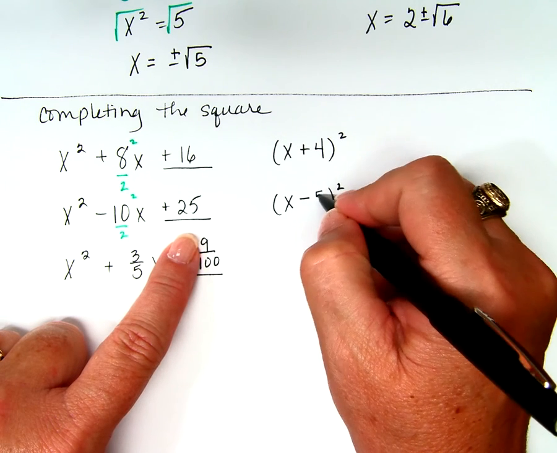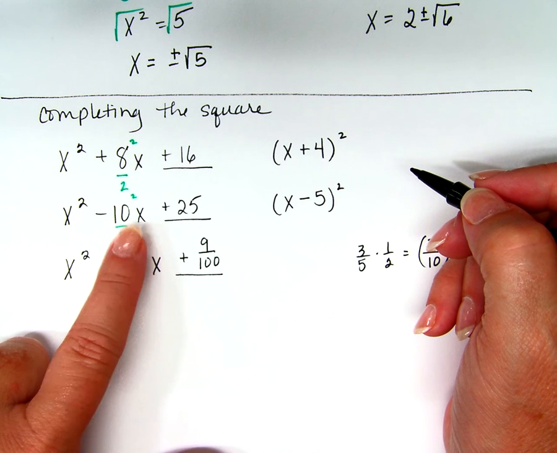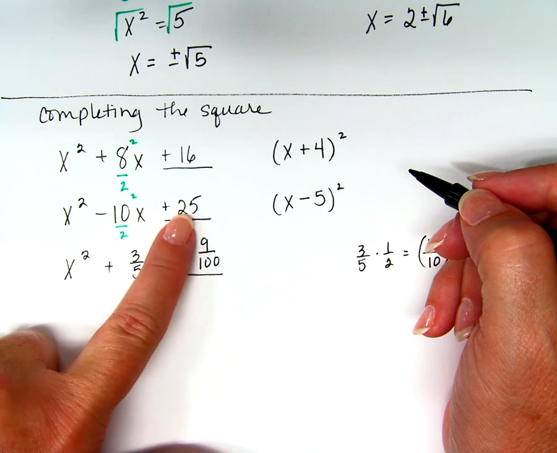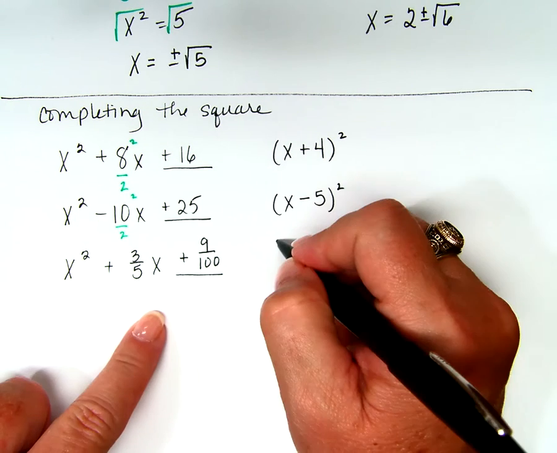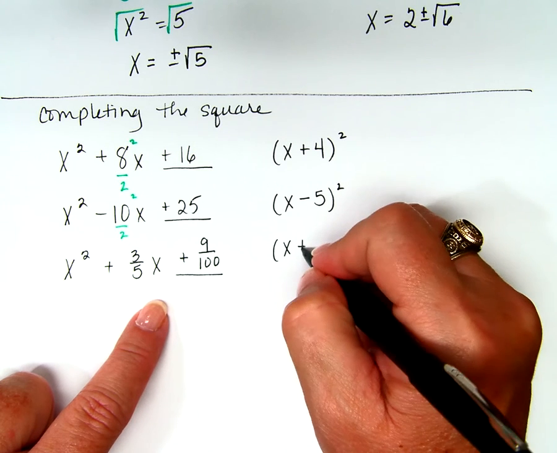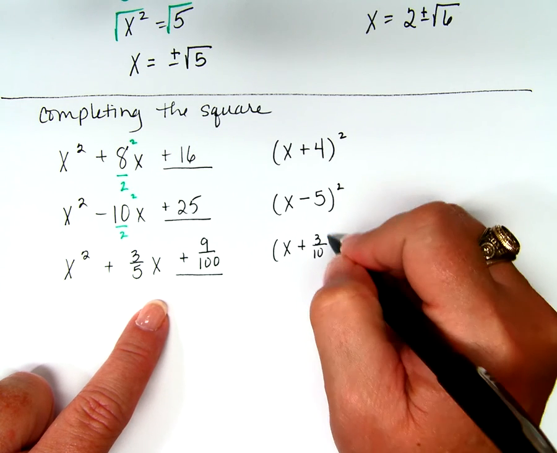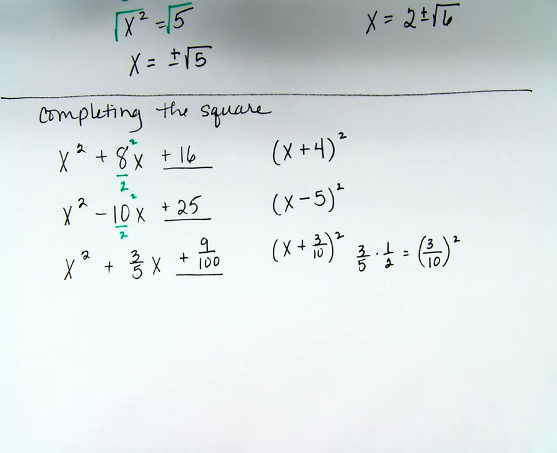Minus 5? Because it's a minus 10, right? So we can do half of this or square root of this, but we really got to keep our eye on the sign of that middle term, don't we? Okay, what about this one? Right? Either half of this or the square root of this. Remember how to do binomials, yes?